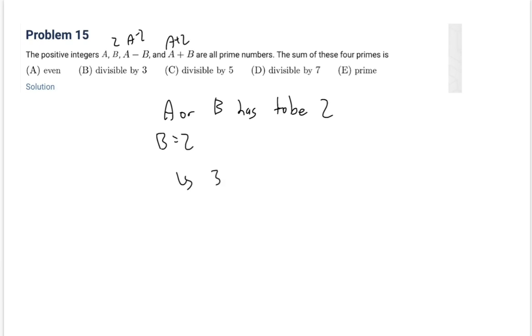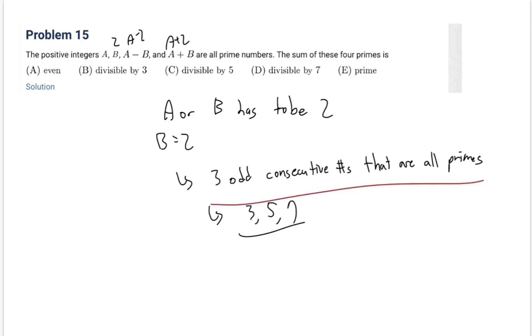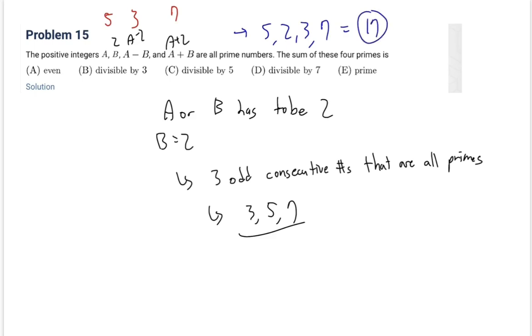So we have to find 3 odd consecutive numbers that are all primes. So you can see that 3, 5, and 7 are matching these conditions. So we can say that A minus 2 is 3, A is 5, and A plus 2 is 7. So the sum of these 4 primes would be A is 5, B is 2, A minus B is 3, A plus B is 7. The sum of these 4 primes would be 17. So 17 is prime, therefore the answer is E.